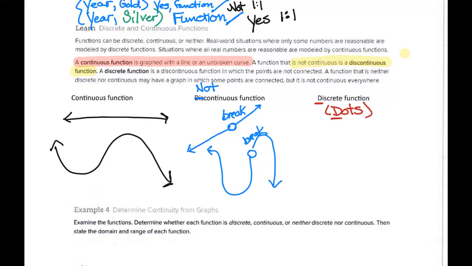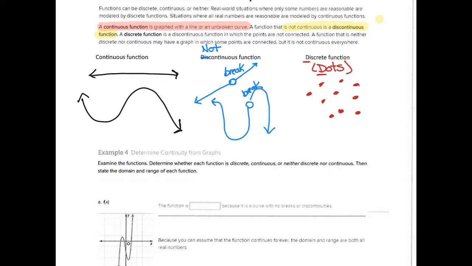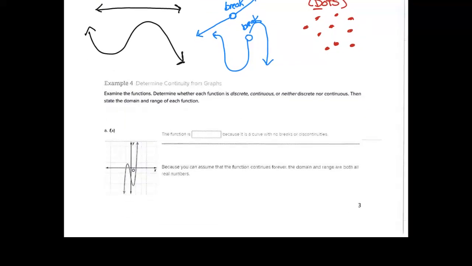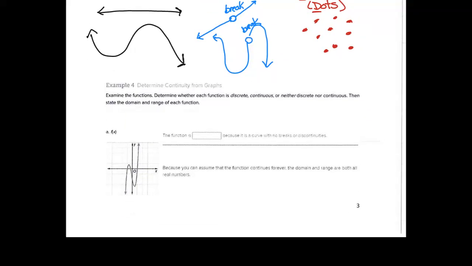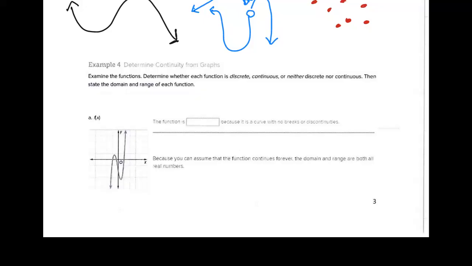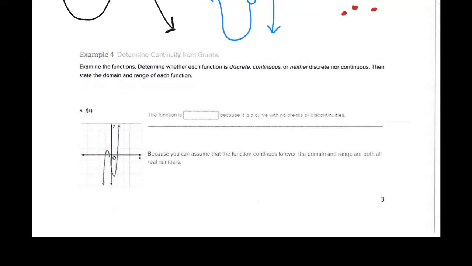So D, discrete, for dots. Looks like this. A bunch of dots all over on the paper. That's discrete. So discrete for dots. All right, take a look at the bottom. Examine the functions, determine whether discrete, continuous, or neither, then state the domain and range.